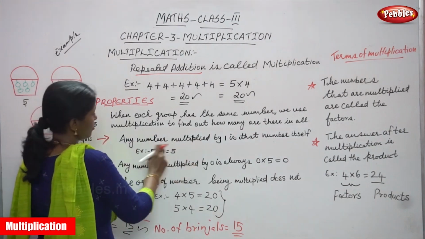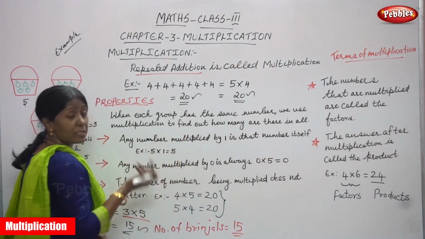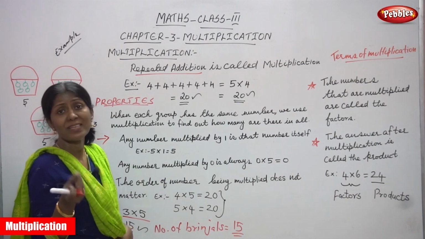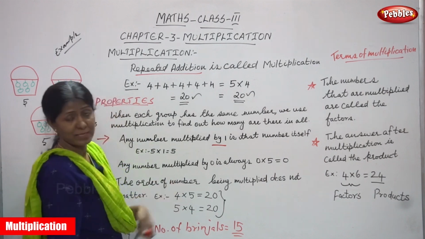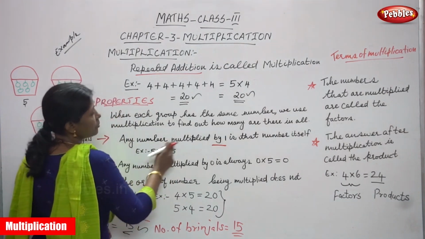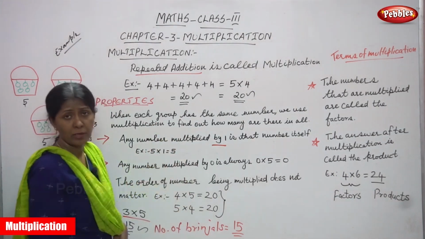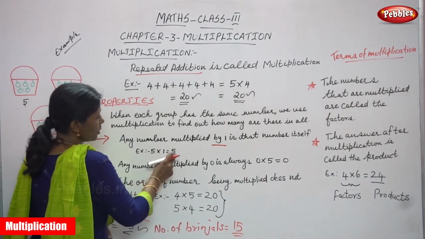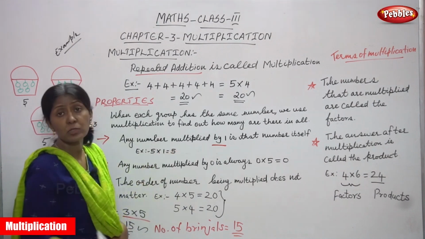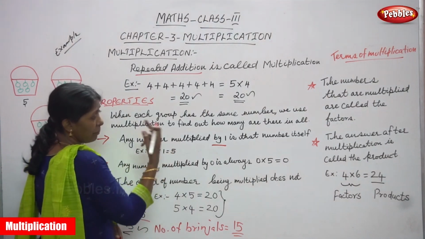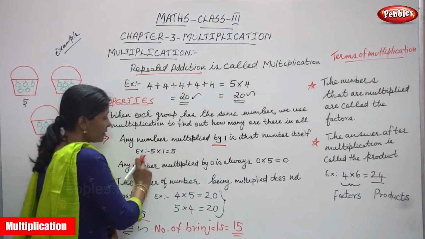Second one: any number multiplied by 1 is that number itself. If you multiply by 1, you get the same number. Again I'll repeat, any number multiplied by 1 is that number itself. For example, 5 into 1, you get 5. So 5 is multiplied by 1, you get the same number, itself. I have given the example of 5.